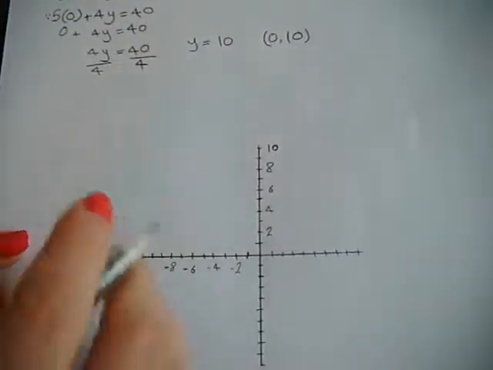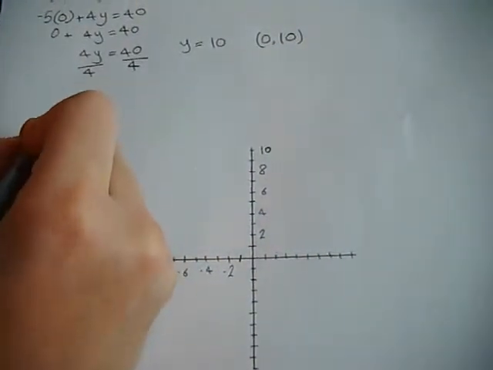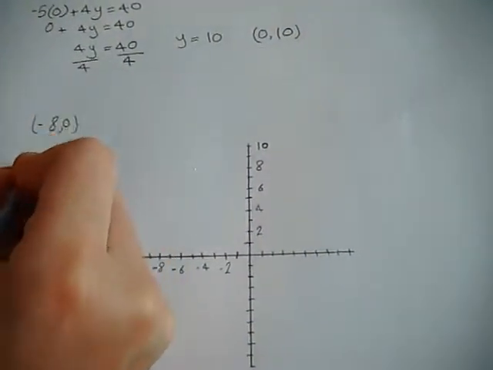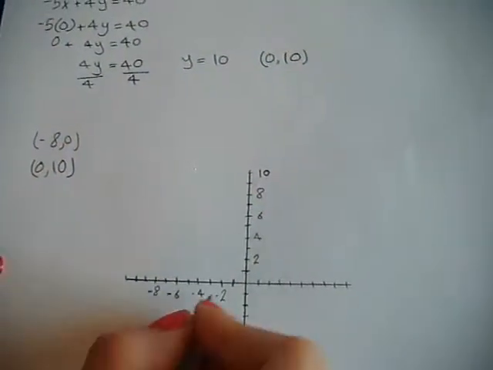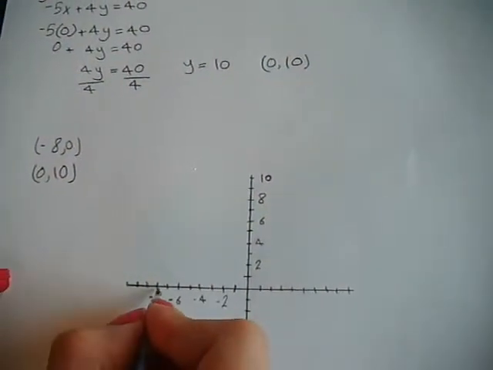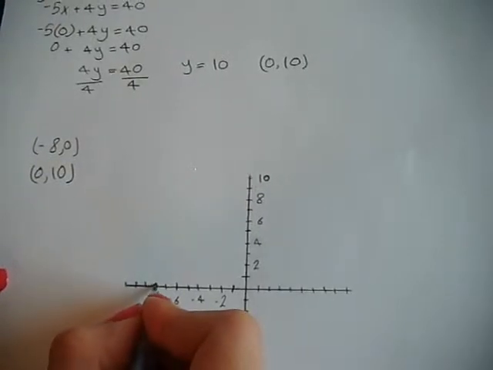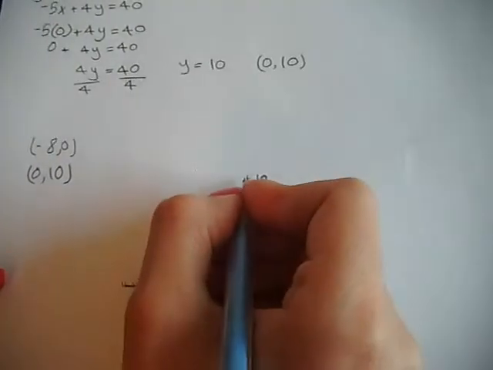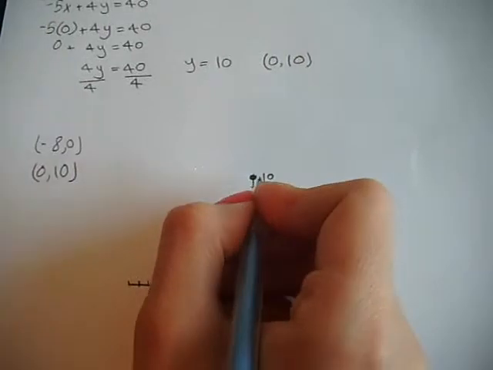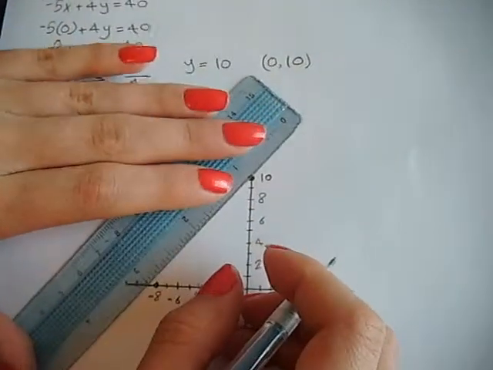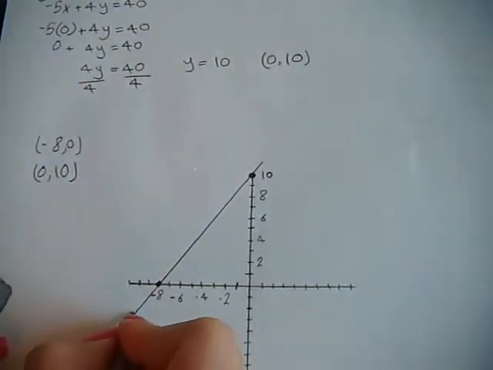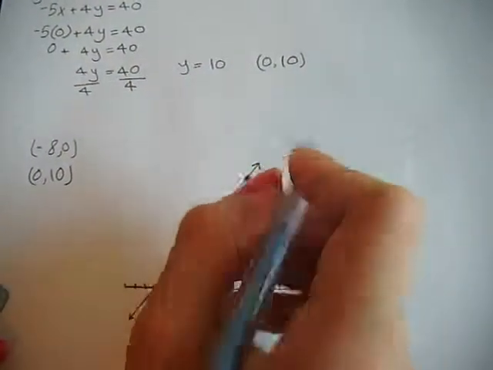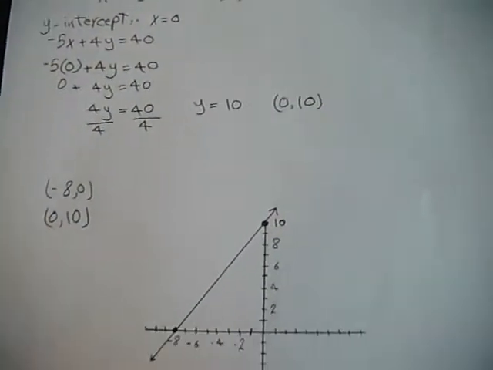Now we're going to plot our points, (-8, 0) and (0, 10), on our graph. Here's our graph, (-8, 0) is in here, and this is (0, 10). Now we're just going to graph the line. And here is the solution for our equation.